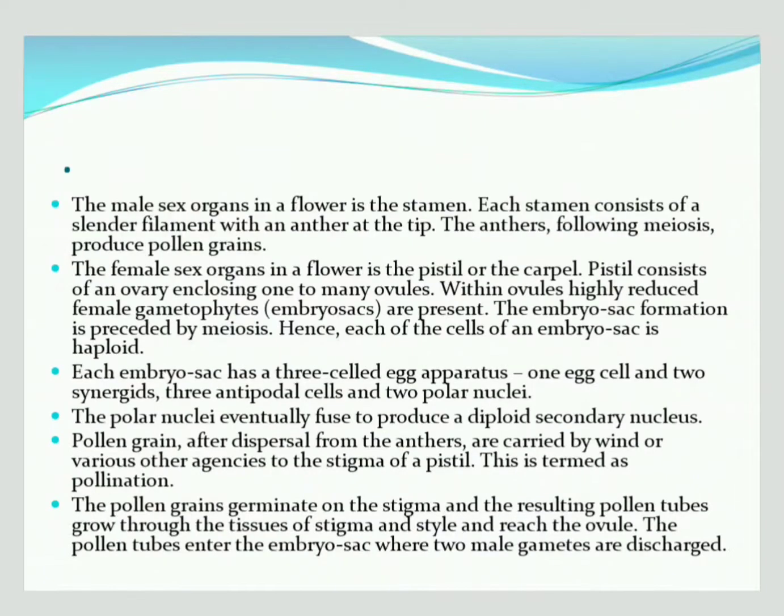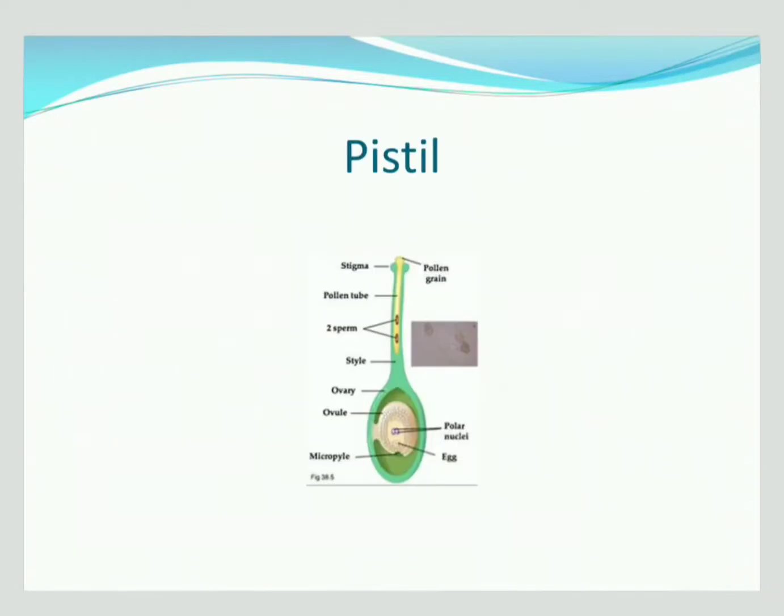And a complete flower we see here. The male organ in a flower is the stamen. The stamen consists of a slender filament with an anther at the tip. The anther, after meiosis, produces the pollen grains. The female sex organs are the pistil or carpel. The pistil consists of an ovary enclosing ovules. Within the ovules, a highly reduced female gametophyte, that is the embryo sac, is present. Embryo sac formation is preceded by meiosis. After meiosis, each cell of the embryo sac is haploid. After mitotic division, it produces a 3-celled egg apparatus.